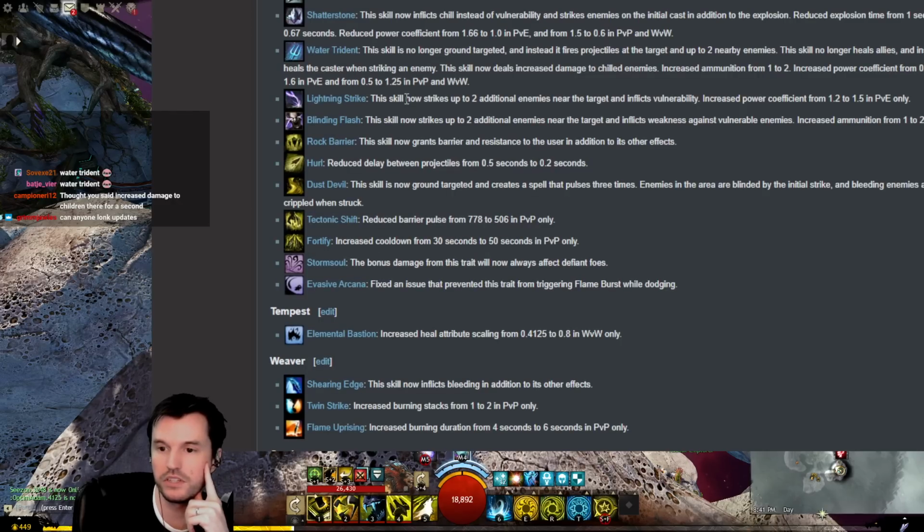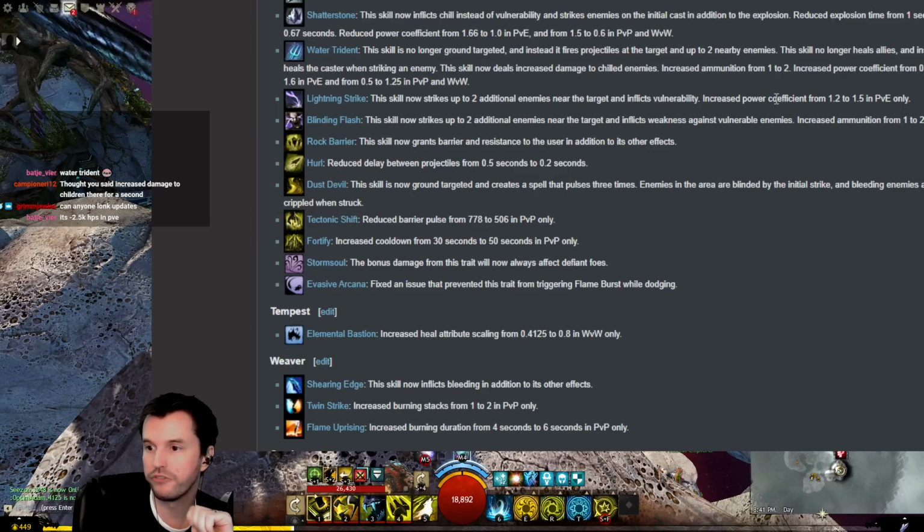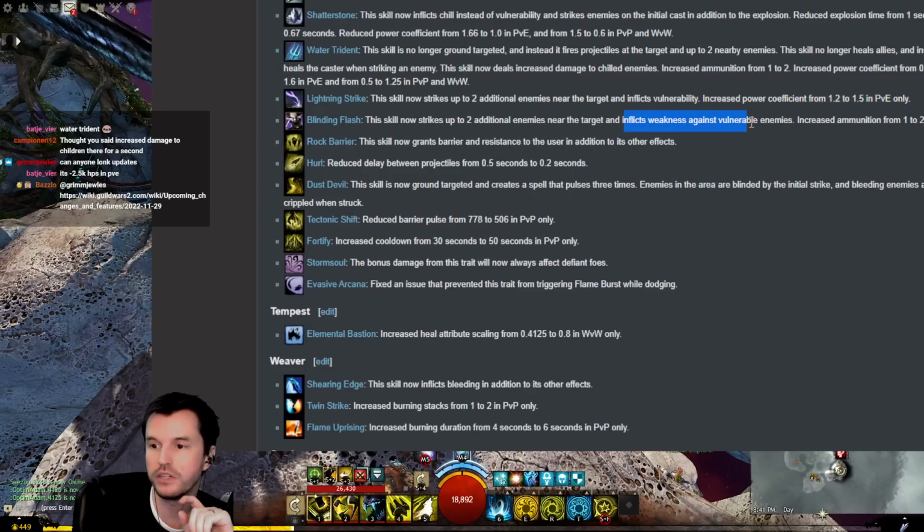Lightning Strike. This skill now strikes up to 2 additional enemies near the target and inflicts vulnerability. So Lightning Strike and Blinding Flash have a little bit of splash damage now. Power coefficient, small buff, and PvE only. Blinding Flash, like I said, has a little bit of splash as well and inflicts weakness against vulnerable enemies and has an ammunition count.